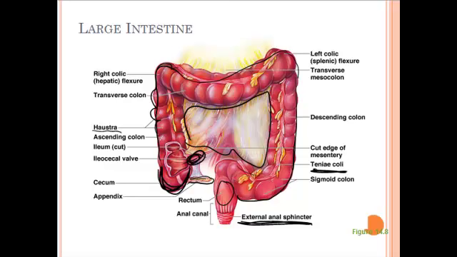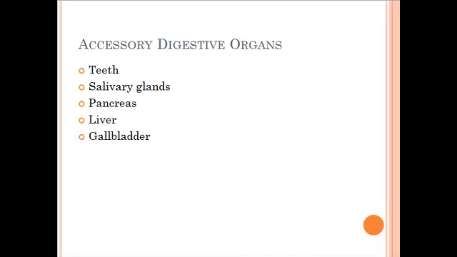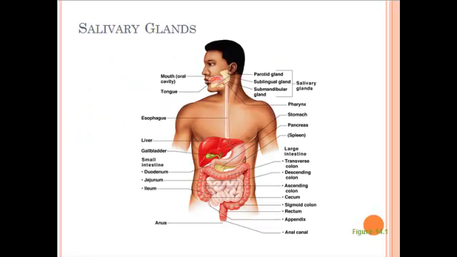So those are the organs of the alimentary canal. Let's now move in and look at the accessory organs, accessory parts of the digestive system. And this is the teeth, the salivary glands, the pancreas, the liver, and the gallbladder, and what they're doing in digestion. You can see here where these are located.